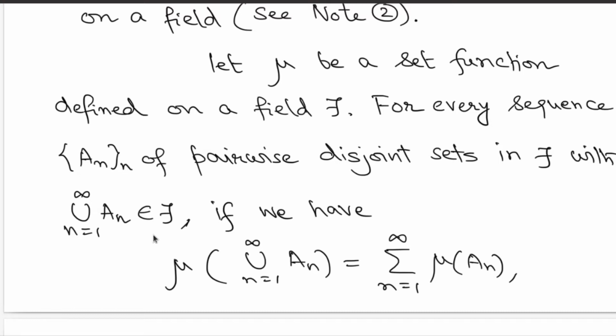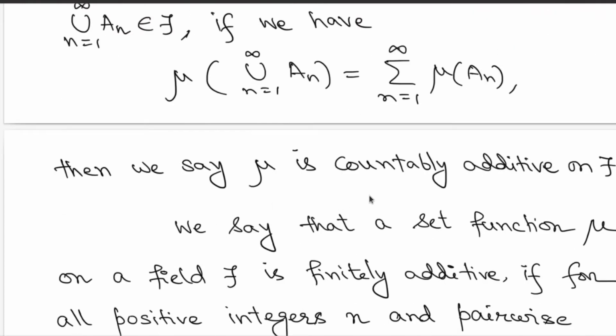Arbitrarily, if you arbitrarily choose these sets, then the countable union need not be in the field. So for this verification, you are going to choose those sequences with pairwise disjoint sets and the union being in the field. For only those sequences you are going to make this verification. If you have this, then you are going to say that this set function mu is countably additive on the field F.